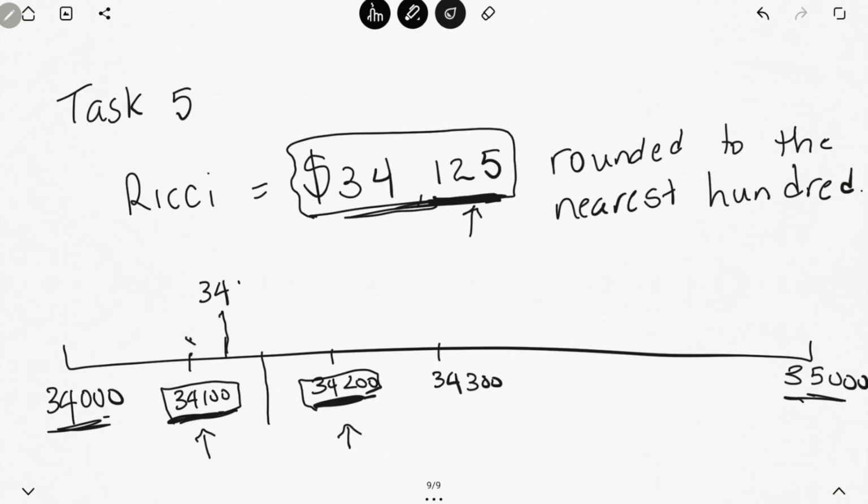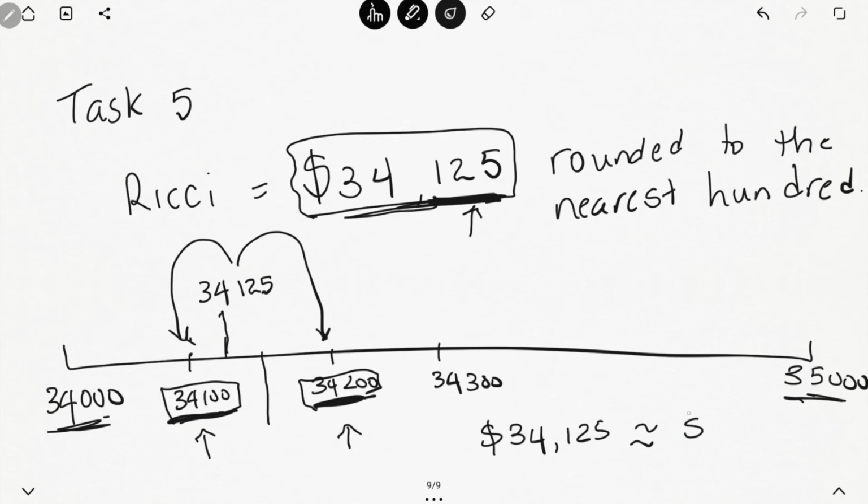And you ask yourself, 34,125, is it closer to 34,100 or is it closer to 34,200? And the answer is that 34,125 is closer to, or approximately, to the nearest 100 would be 34,100, which is the answer that you should have gotten.